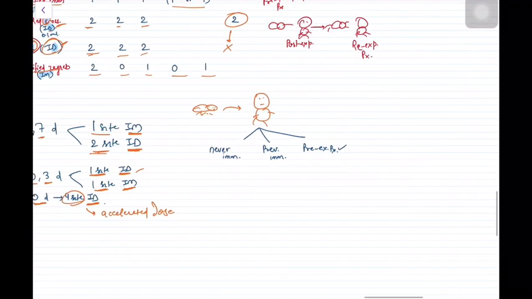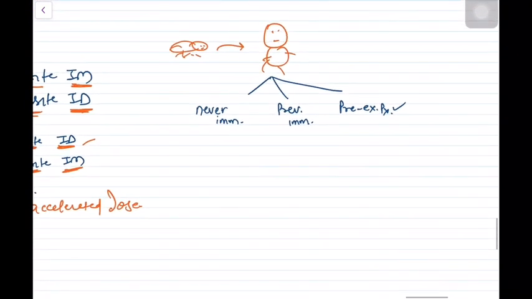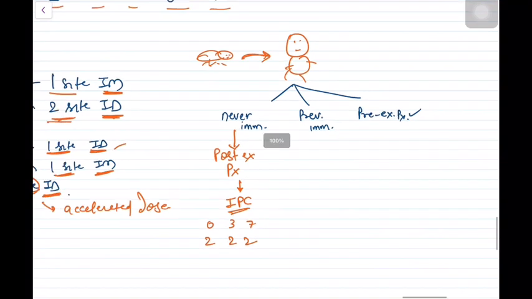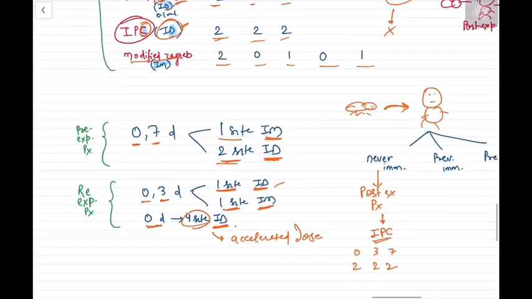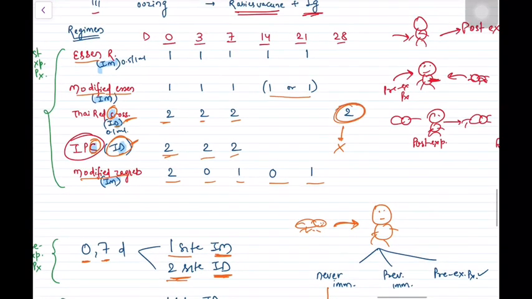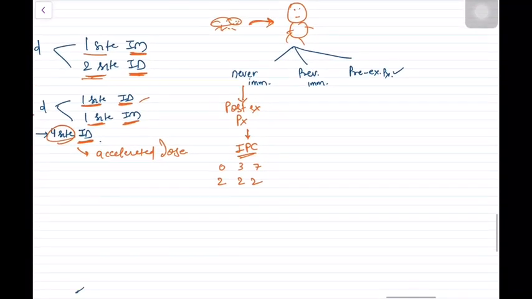Now the last thing we have to discuss: suppose a person has been bitten by a dog. Now there can be 3 conditions. If the person was never immunized, you straight away go with a post-exposure prophylaxis, and the recommended one is the IPC regimen. What was the IPC regimen? Day 0, 3, 7, 2, 2, 2. The difference from Thai Red Cross was that you were giving one extra 2 doses on day 28, right? So 2, 2, 2. This is what we are giving right now.